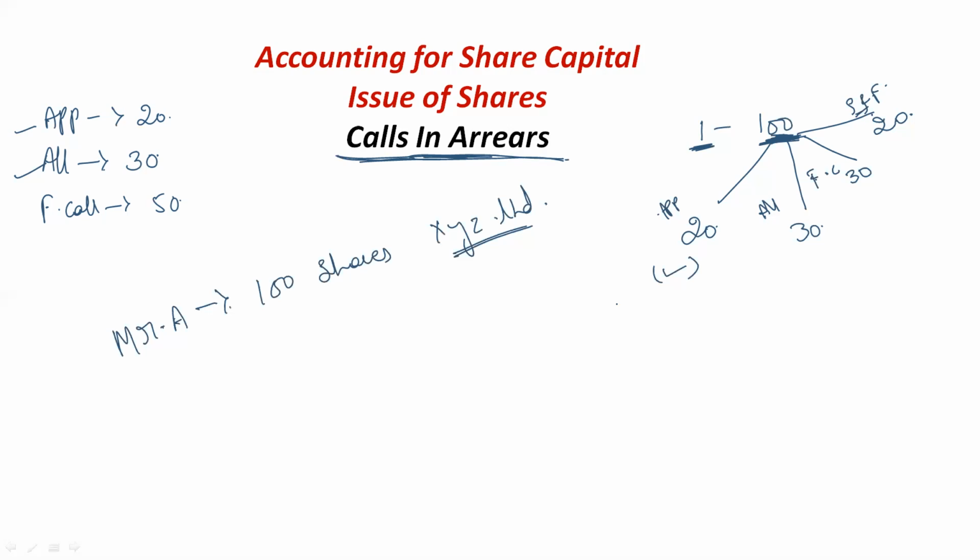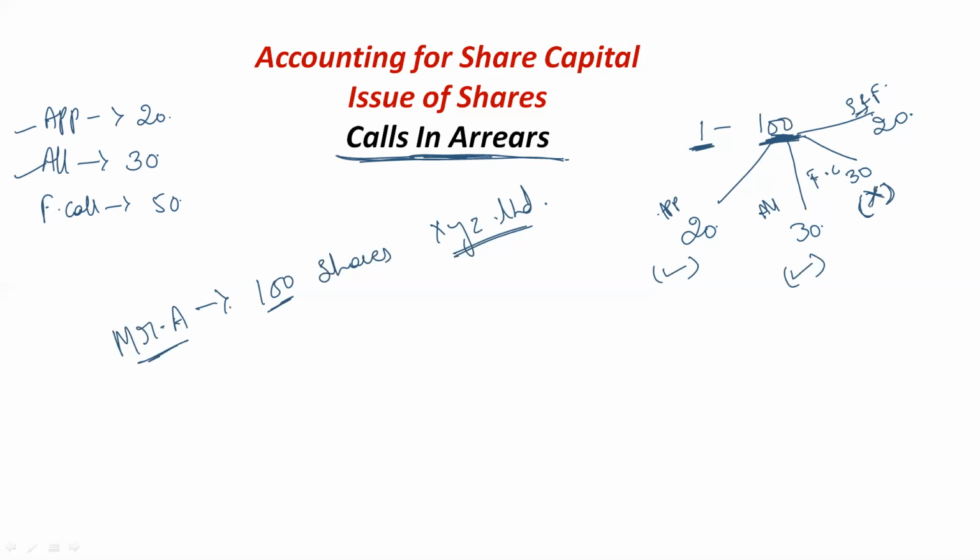Then the company allotted the shares to Mr. A. During allotment, Mr. A paid 30 rupees again. Now when the company is making its first call, asking rupees 30 to be paid during the first call, Mr. A is unable to pay the amount of the first call for his 100 shares. So he is not paying that amount. He's having 100 shares, but he's not able to pay that amount.